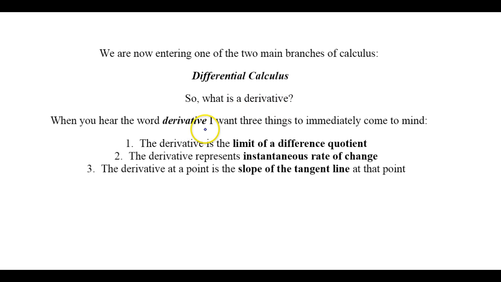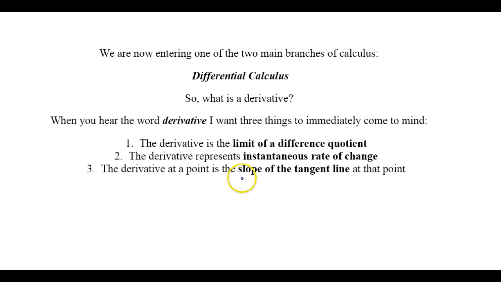When you hear the word derivative, I want three things to immediately come to mind. Number one, that the derivative is a limit of a difference quotient. Number two, the derivative represents an instantaneous rate of change. And number three, the derivative at a point is the slope of the tangent line at that point. Now, even though I have numbered these as 1, 2, and 3, they are all equally as important.